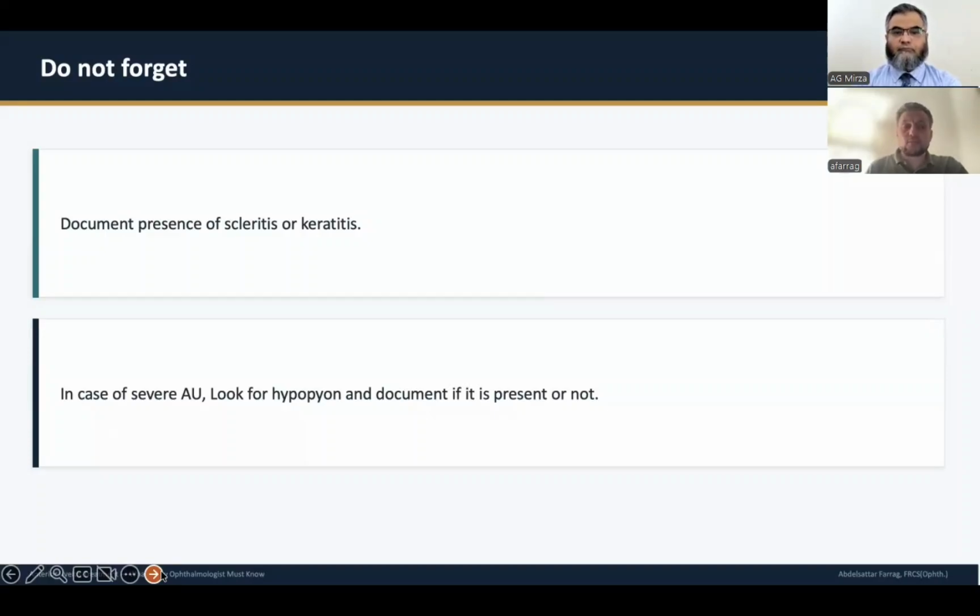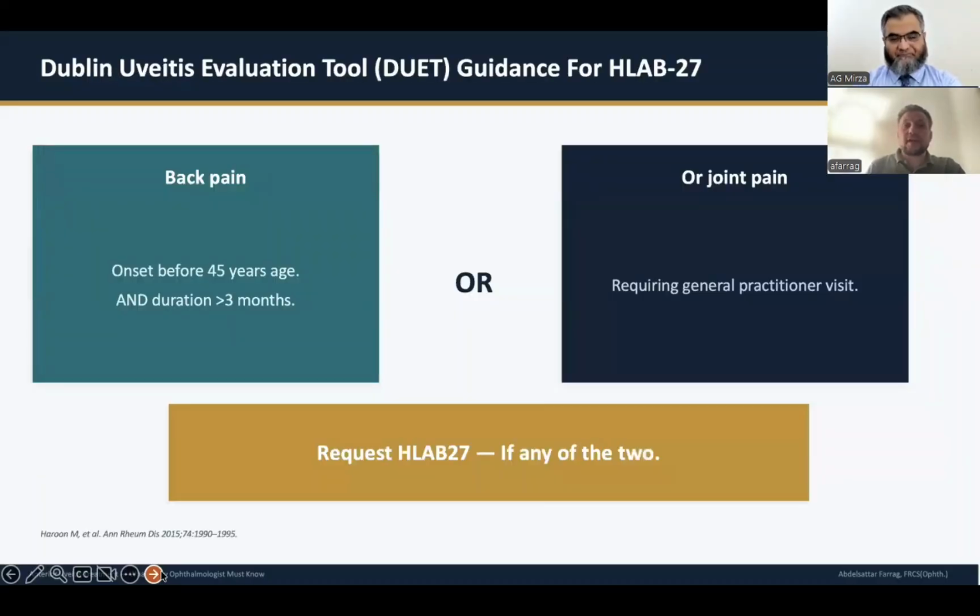And in most of my clinics, whenever I have a trainee with me and anterior uveitis, I highlight the importance of a good negative, because when you write no hypopyon, it means that you looked for it and you didn't find it, not just that it was missed or it's not there.